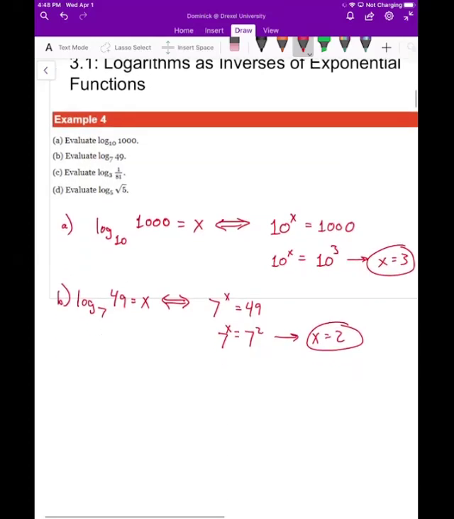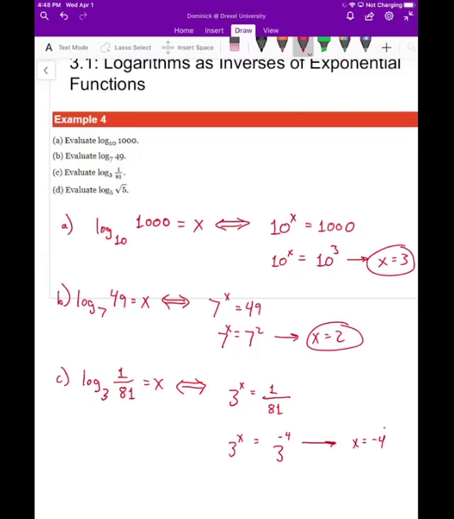All right, for part C, we have log base 3 of 1 over 81. Again, we'll say that's equal to x. And if we convert that, that's 3 to the x is 1 over 81. Now, you can write 1 over 81 as a power of 3. If you raise it to the fourth, that will get you to 81. And if you make it negative, then that gets us to 1 over 81. All right, so we have 3 to the x is 3 to the negative 4. So then x must be negative 4.